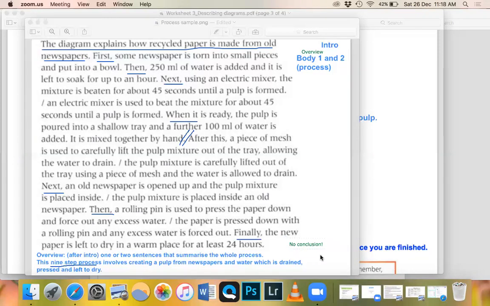If you have any questions, please ask me now in the chat box. Tomorrow, we're going to have a look at maps, and we're going to do task 2.